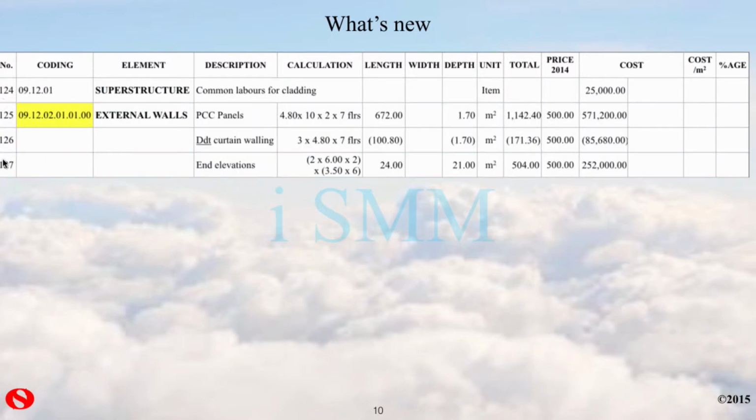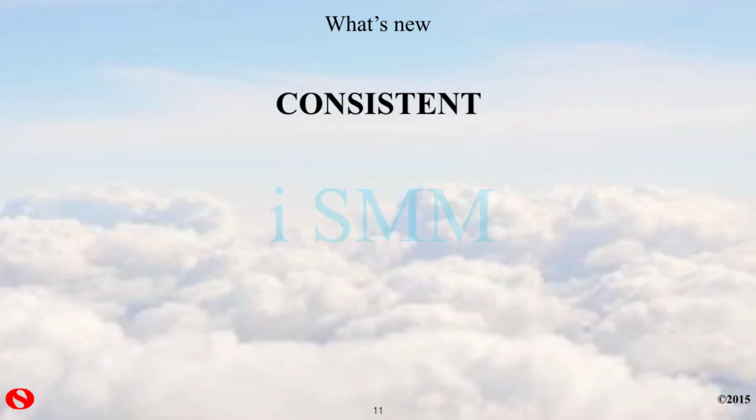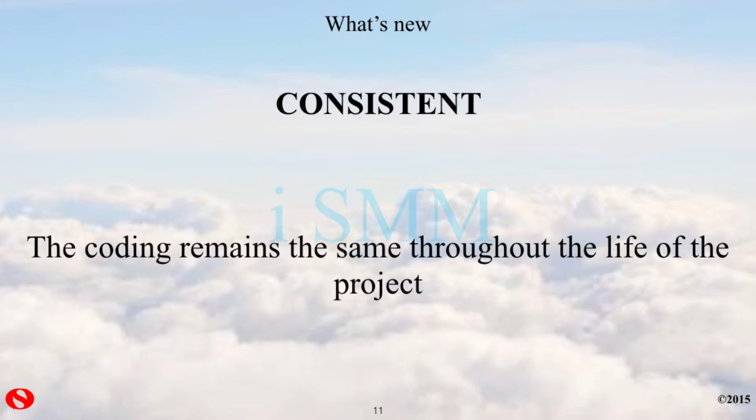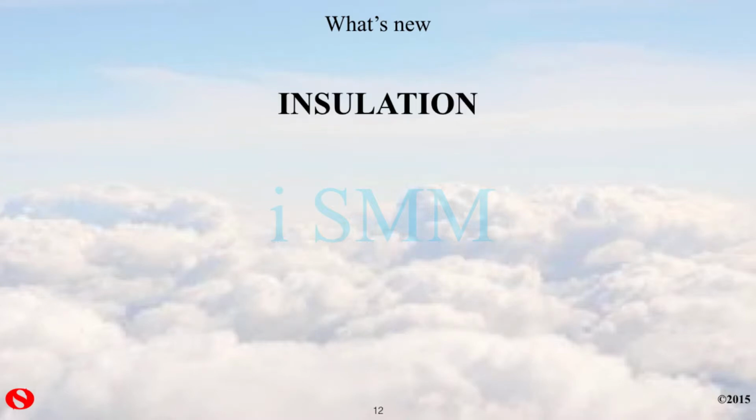This is what it looks like in the actual measurement. You can see here the unit, the line item that we're measuring on the spreadsheet. Here is the code, here is the element and the description and the calculations that are necessary to give us length, width and depth, the unit that we're measuring in, the total quantity, the price and the cost. It therefore provides a consistent methodology that is always available. The coding remains the same throughout the life of the project, and of course such coding is eminently suitable for the creation of a database.